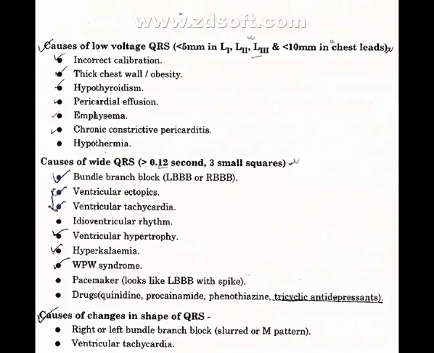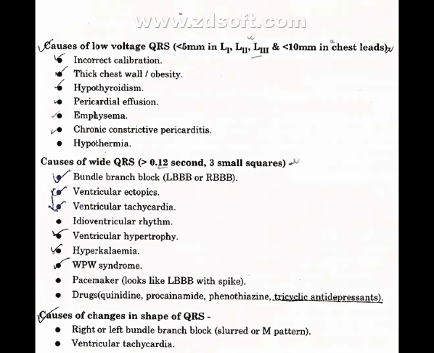Now causes of low voltage QRS, that is less than 5 millimeter in limb leads and less than 10 millimeter in chest leads. The causes are incorrect calibration, thick chest wall or obesity, hypothyroidism, pericardial effusion, emphysema, chronic constrictive pericarditis, hypothermia.